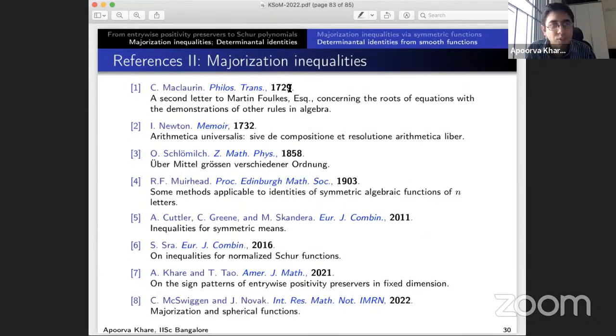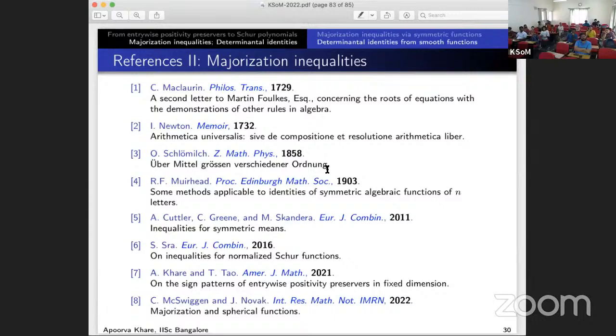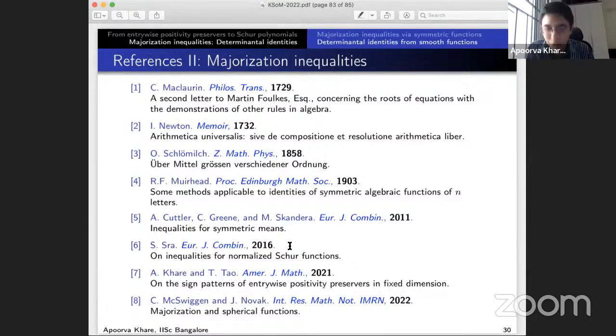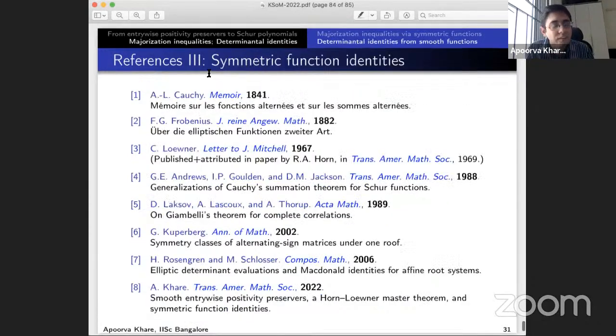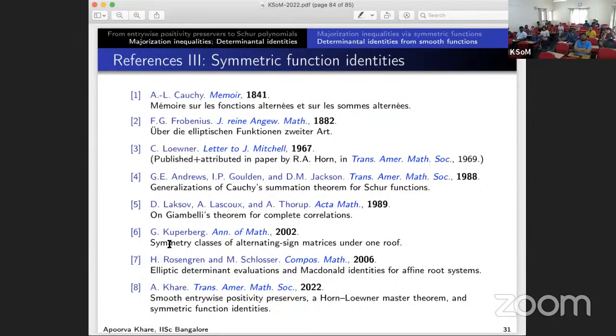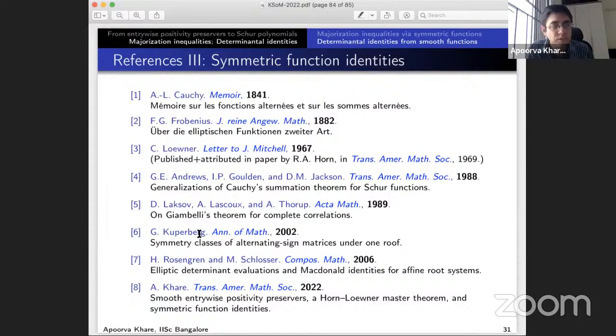Here are some references to majorization from 1700s to 1800s to 1900s to 2000s. As I mentioned, there are more references in this by Cuttler, Greene, and Skandera. And finally, here are references to symmetric function identities from Cauchy and Frobenius all the way to Rosengren and Schlosser and so on. Okay, thank you very much.